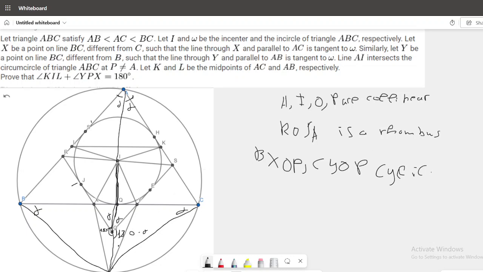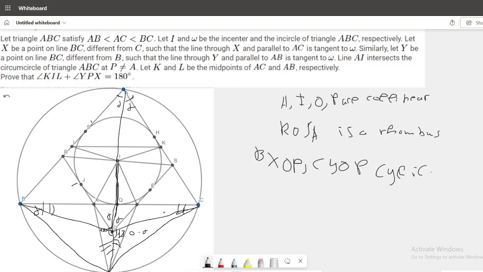Okay, well, since we're talking about the angle XPY, we might as well just connect these. And we know that the angle APY or OPY is the same as the angle OCY. And the same goes for the angle OPX and OBX.